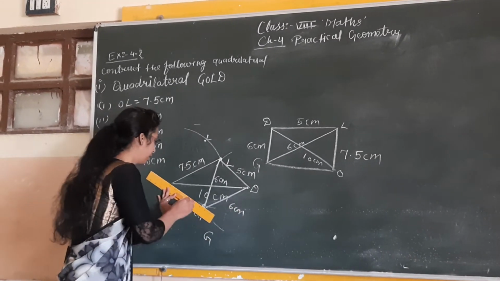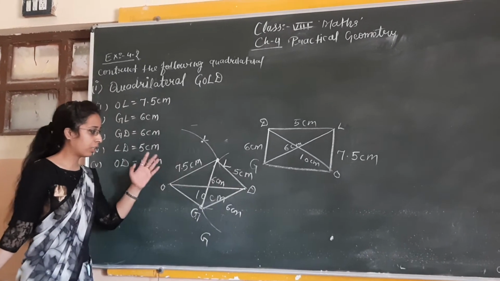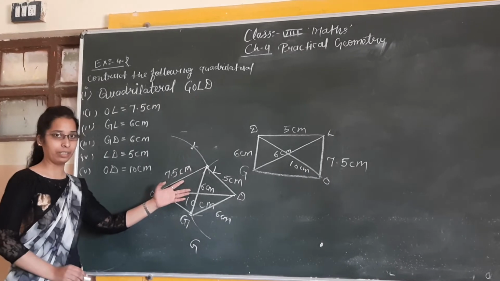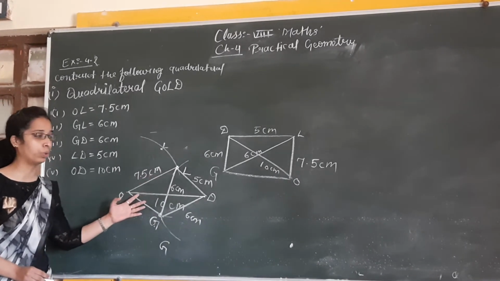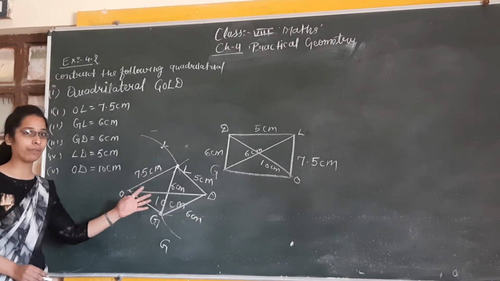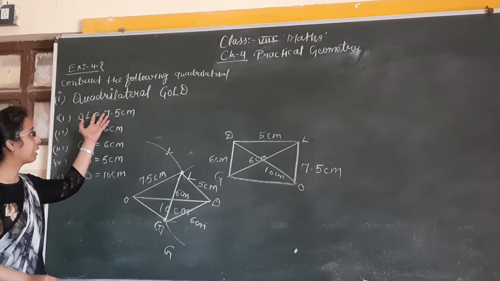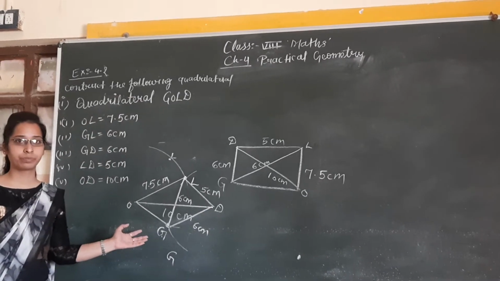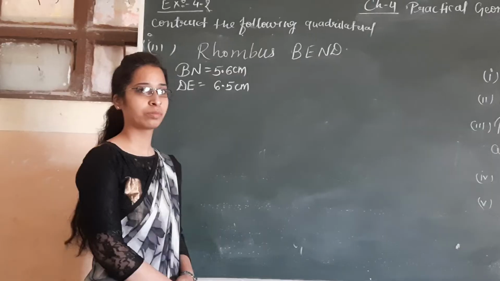Now this we have to join, okay, and GOLD is the required quadrilateral, and you have to write the steps of construction. What we can do in this quadrilateral, you have to write by yourself. Okay, so this quadrilateral is complete. Your quadrilateral is made like that.